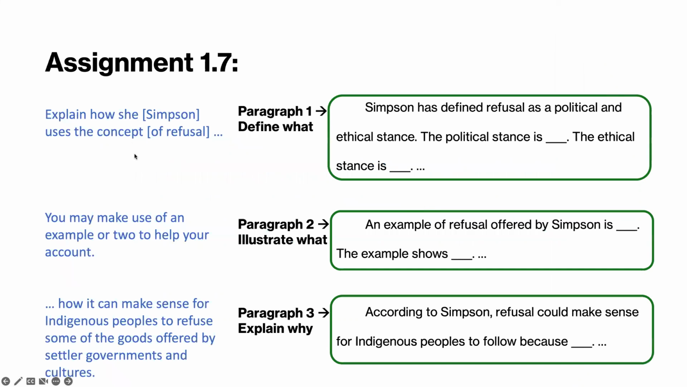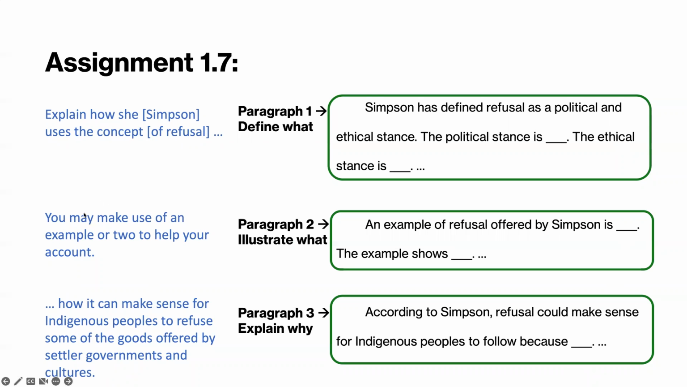I would break down the assignment into three parts. First, explaining how Simpson uses the concept of refusal. And there I would note, don't explain how you would use the concept of refusal, just her, only her. So focus on her reading, her definition. If you need to quote her, you can, but just focus on her stuff.